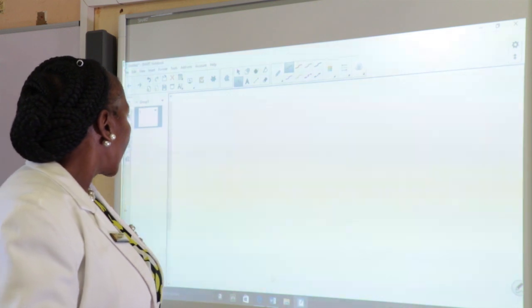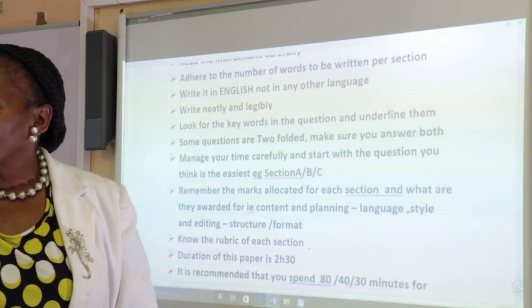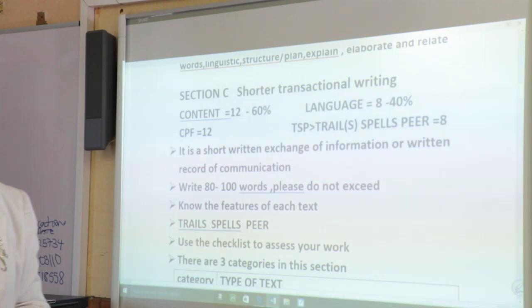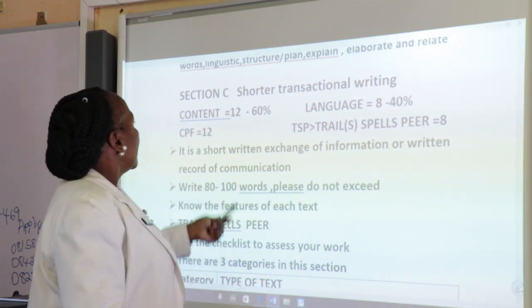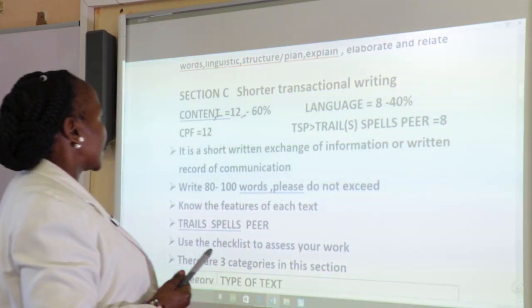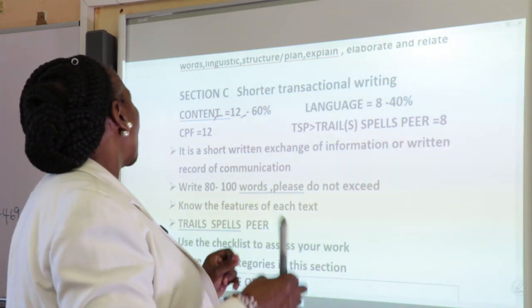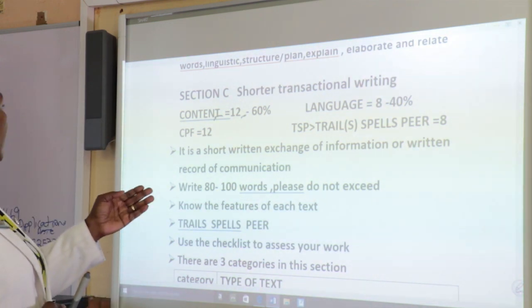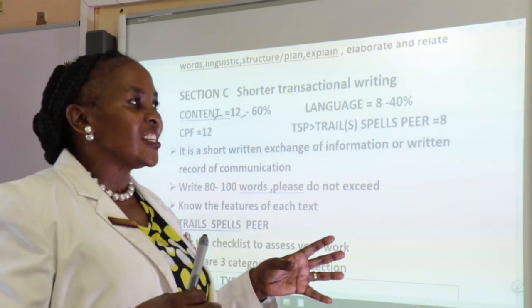With section C, colleagues, you know that we deal with the shorter transactional writing, which is out of 20. Out of 20 marks, the content is 12 marks, you know that. The language is 8 marks, and that is 40%. And for us, it is to make sure that our candidates get 20 out of 20. It is described as a short written exchange of information or a written record of communication. We know that. And our candidates are expected to write 80 to 100 words.